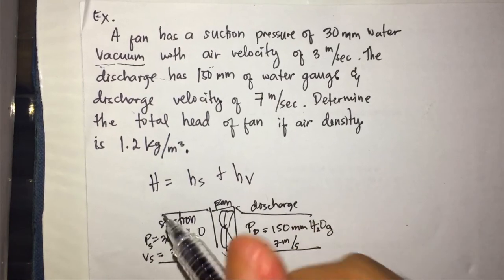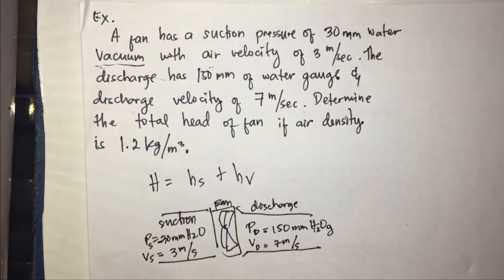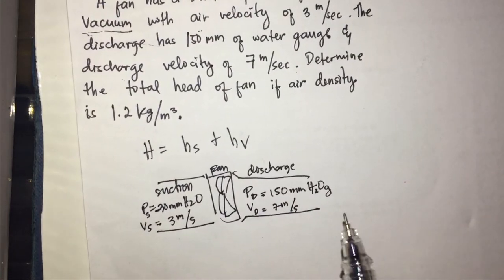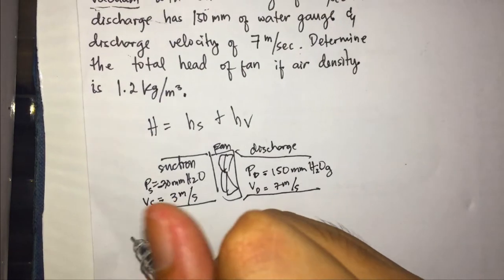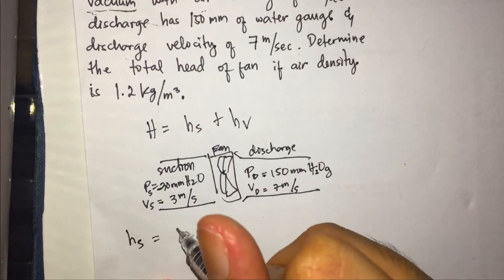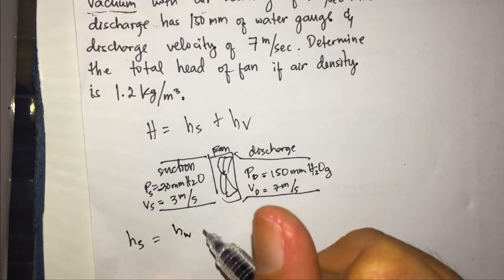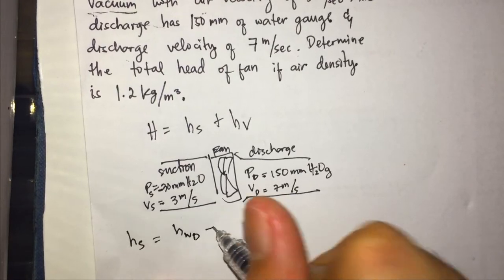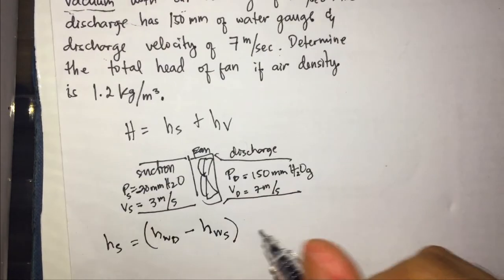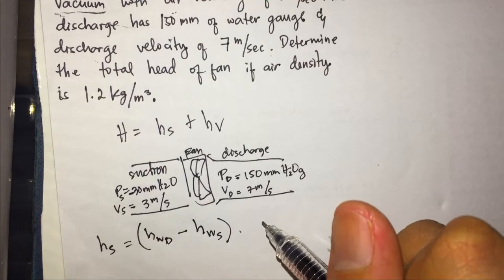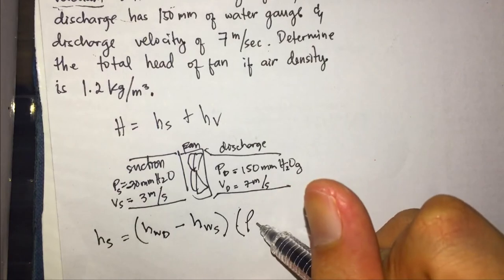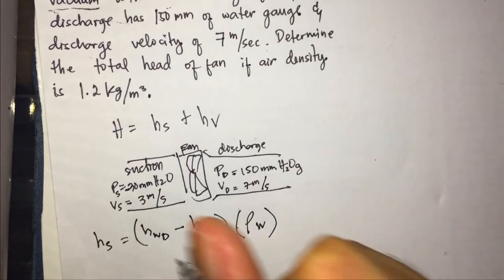And nakalimutan ko, the suction pressure is 30 mm water vacuum. Meaning, if vacuum pressure, the pressure is negative 30 mm H2O. Okay? So, to solve for the total static head, that is head ng water sa discharge minus head ng water sa suction times the specific weight or density, pwede natin gamitin yung density, times density ni water all over.